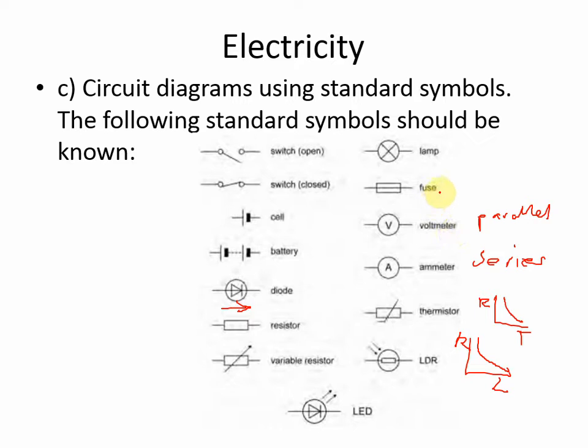A fuse, remember, limits the current that flows through a circuit. If the current reaches a specific value that the fuse is set to, the wire inside the fuse melts. And a lamp converts electrical energy into light energy.